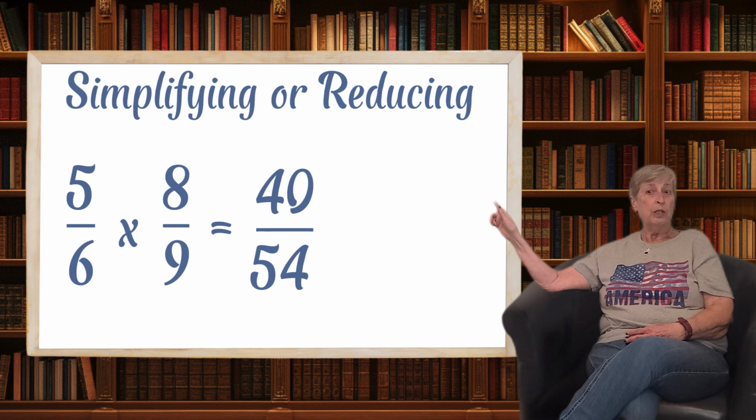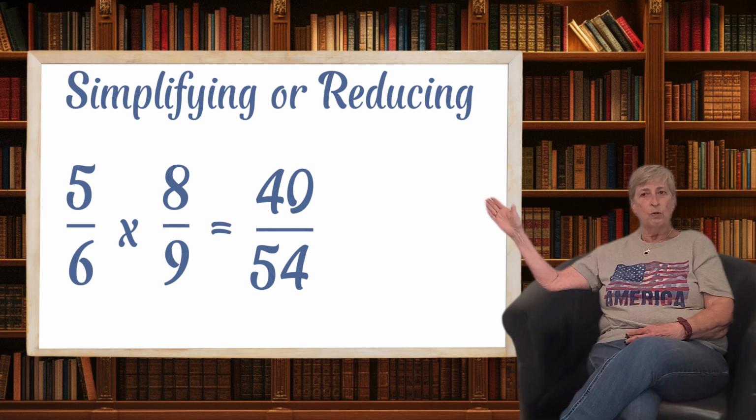Here's a neat little tip. If you have two numbers that end in an even digit, 2, 4, 6, 8, or 0, that is considered an even number. If you have two even numbers, they will always reduce by at least 2. And sometimes they'll reduce by something larger than 2, another even number. But they will always reduce by at least 2.